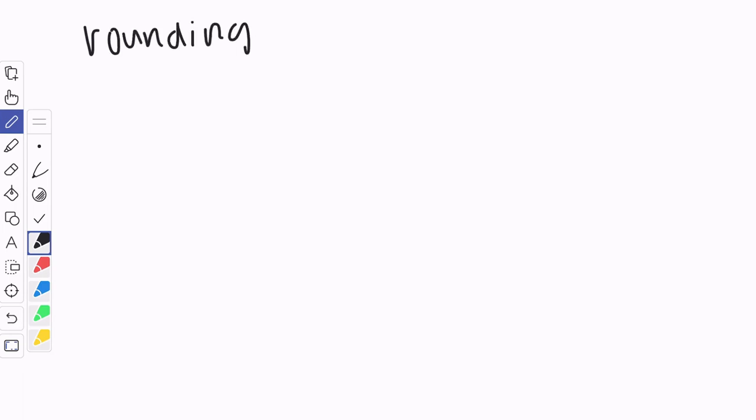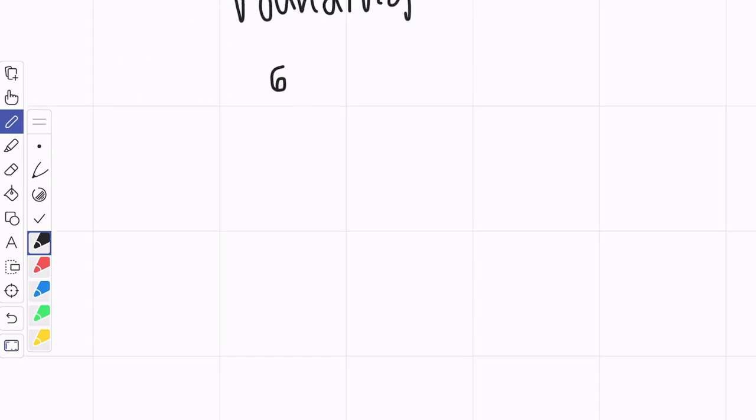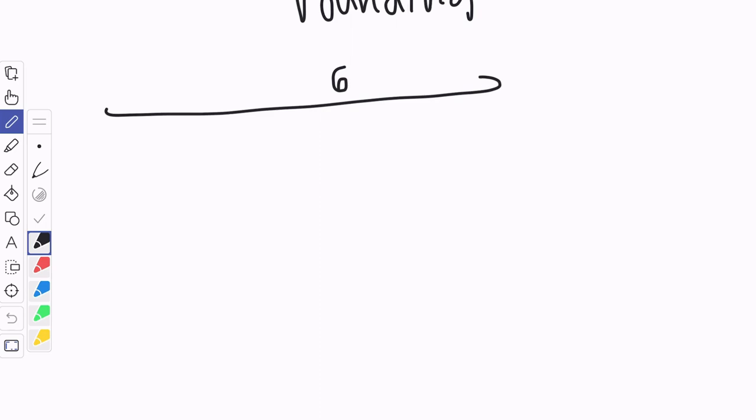When we round a number, we make it the full tens place. We usually round to the tens place, but you can also do it to the hundreds place or any place. For example, if we have the number 6 on a number line, we have 1, 2, 3, 4, and 5 is in the middle of the number line. 6, 7, 8, 9, and 10.